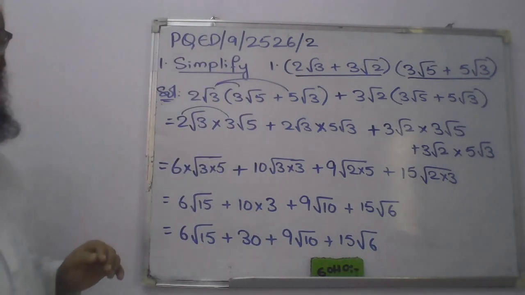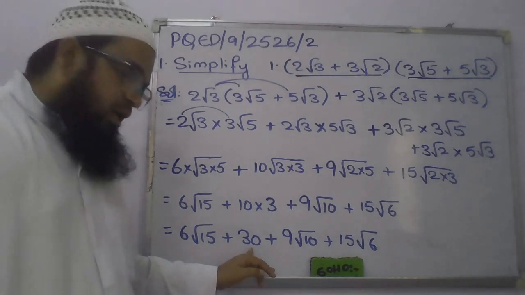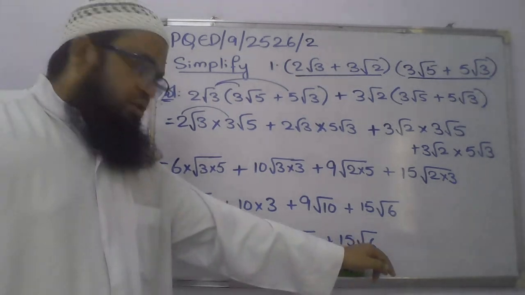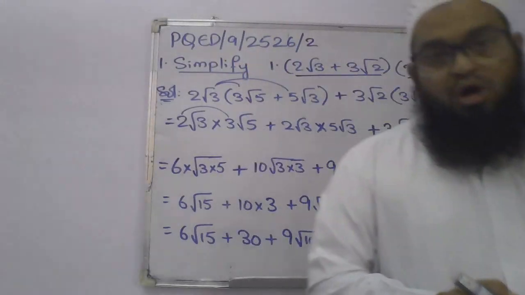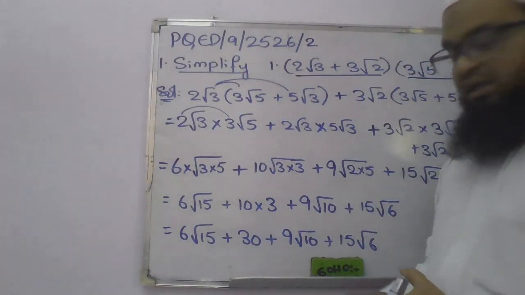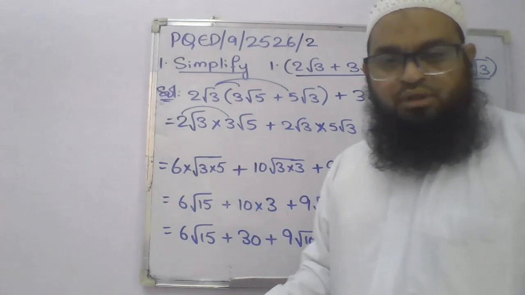And in this, can we simplify anything? You have root 15, 30, root 10, root 6. Do you have any like terms? Since we do not have any like terms, the answer will be written till here. Understood, my dear students?